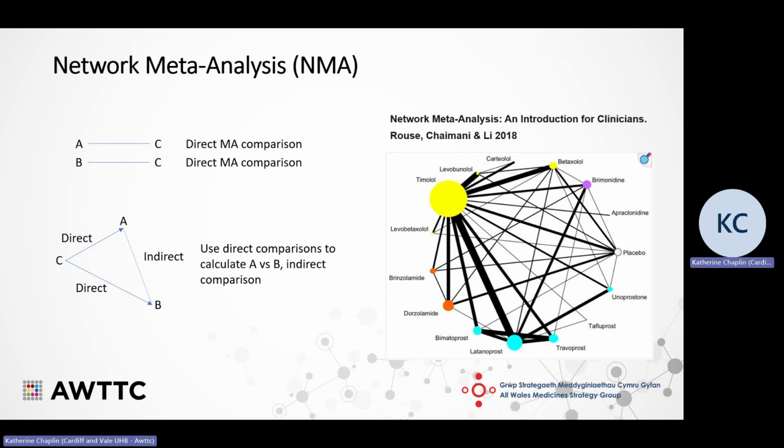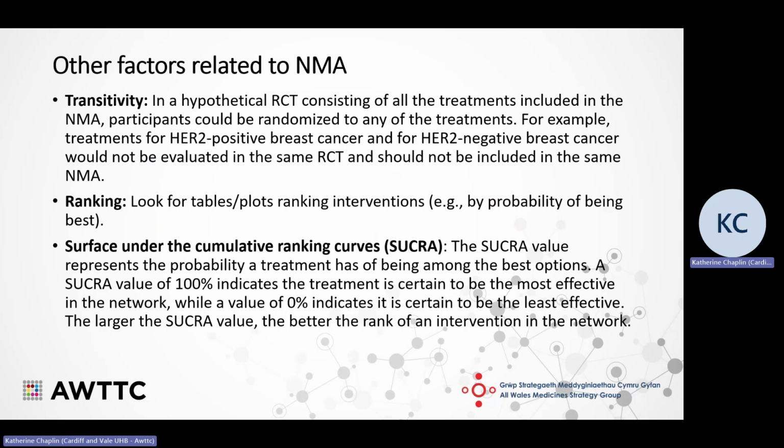So what are other factors related to a network meta-analysis? Transitivity. All the treatments included in the network meta-analysis must be suitable for all patients, i.e., imagine it was a hypothetical RCT. Could patients be randomized to any of the arms? For example, a network meta-analysis should not include treatments for HER2-positive breast cancer and HER2-negative breast cancer treatments, as HER2-positive patients could not be given HER2-negative treatments.